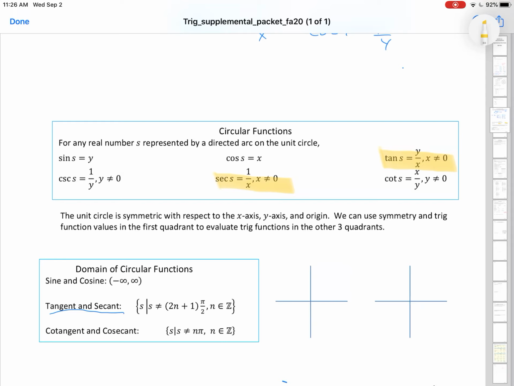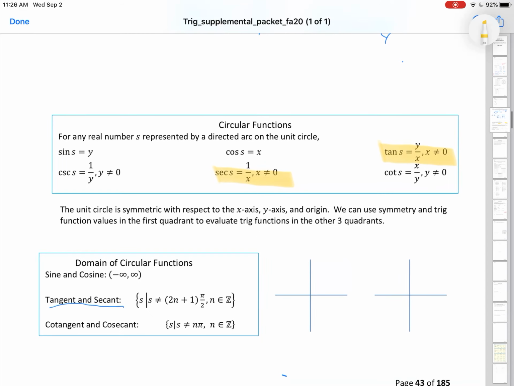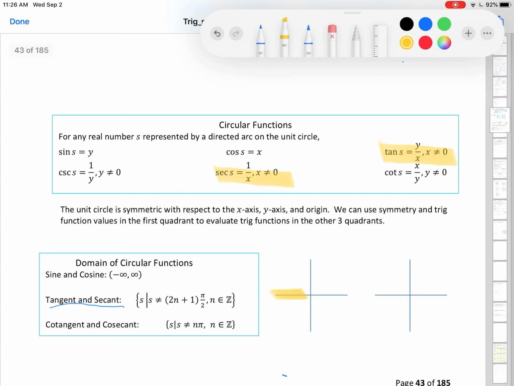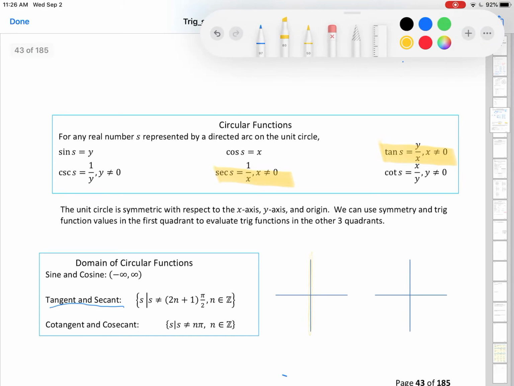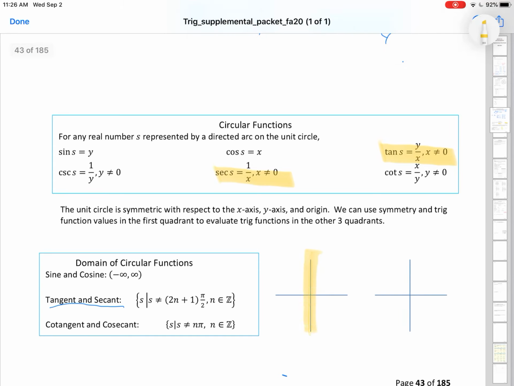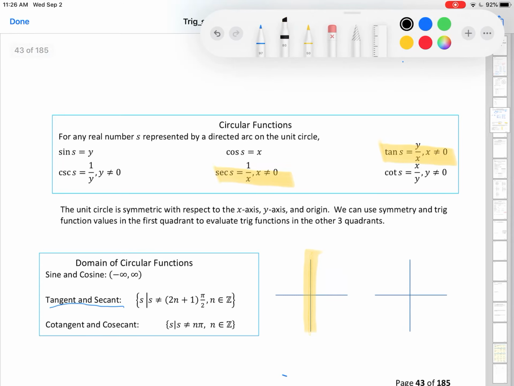Well, let's take a look at this axis down here. Where is x 0? Apologize, that's not where x is 0, that's where y is 0. So let me erase that. Where is x 0? Right here. That's on that axis. Now what are the angles on that axis? Let's look at them. We'll put them in black.